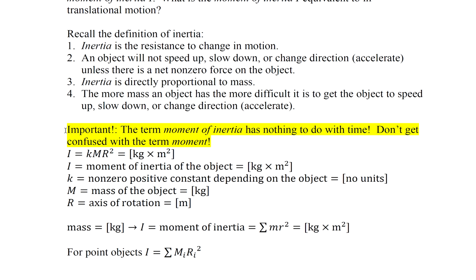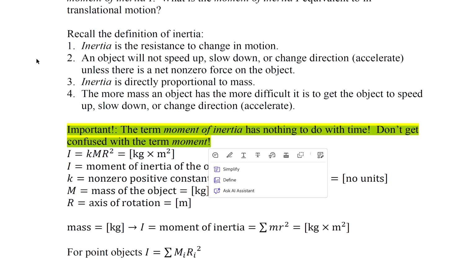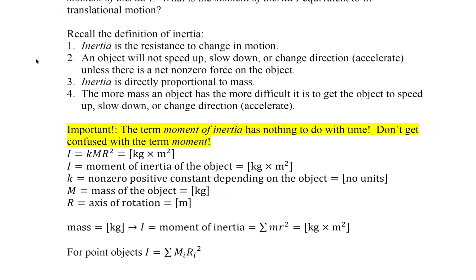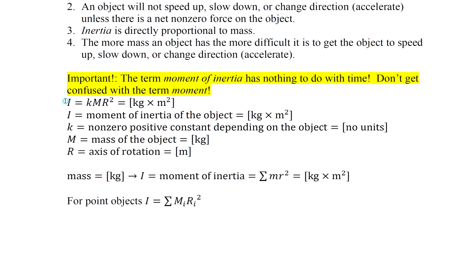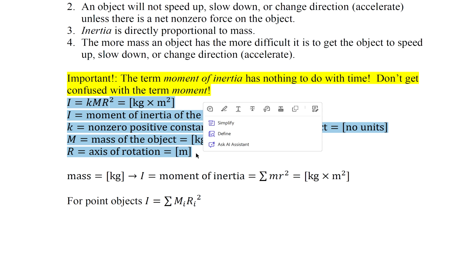So this is important. The moment of inertia has nothing to do with time. Don't get confused with the term moments, okay? So the moment of inertia is I. It's given by the equation I = kmr², where I is the moment of inertia of an object, k is a positive non-zero constant depending on the shape of the object, m is the mass of the object, and r is the distance from the axis of rotation.